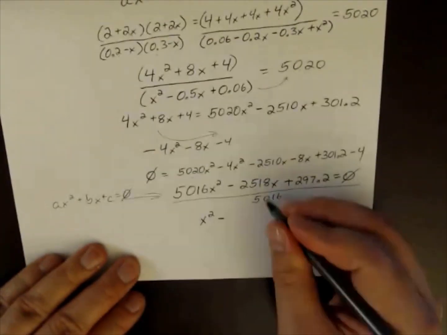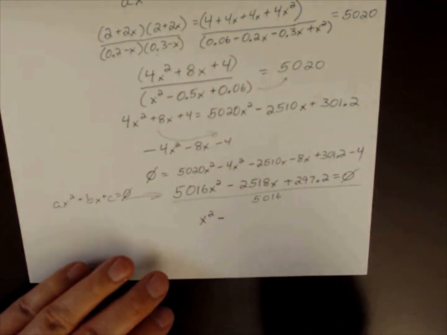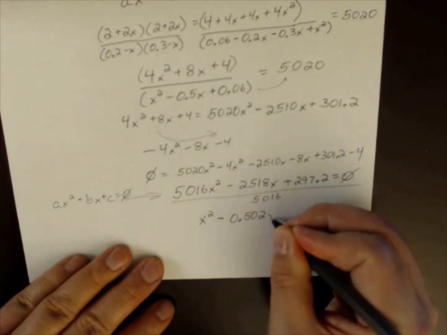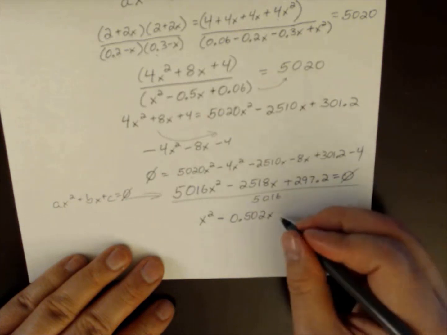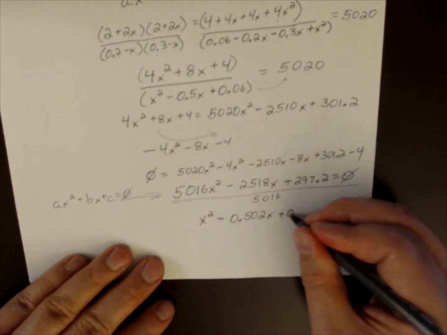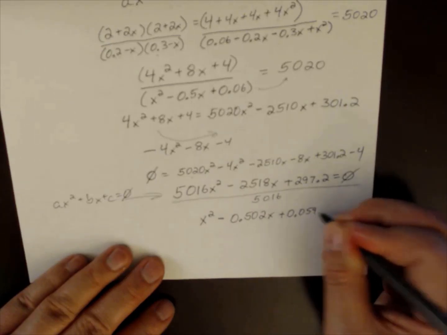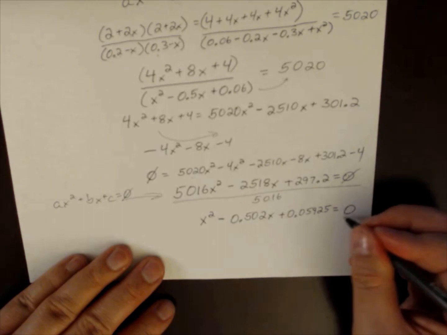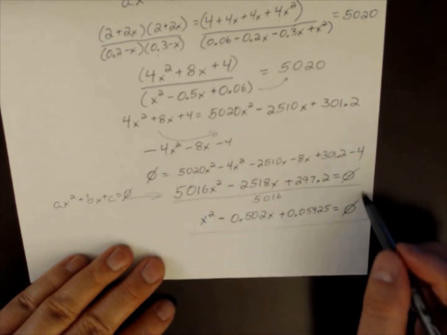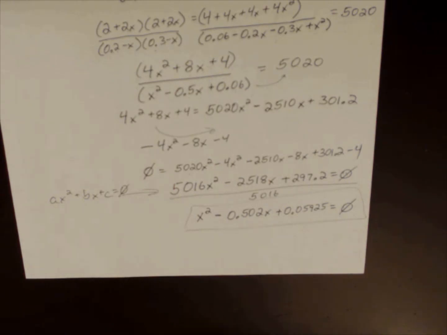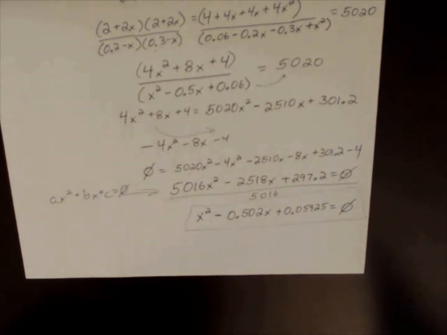2518 over 5,016 gets me 0.502x. And then 297.2 over 5,016 gets me 0.05925. And then 0 over 5,016 equals 0. That's why we can do it. It just makes life a little bit easier. All right, now let's go on to the next step.